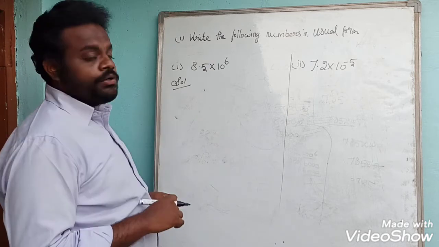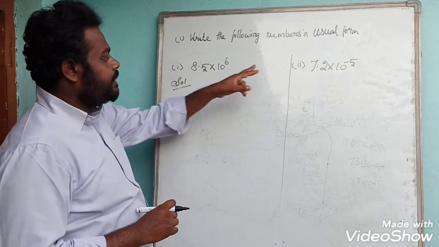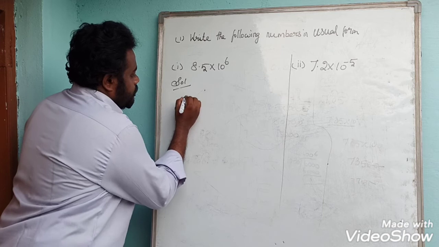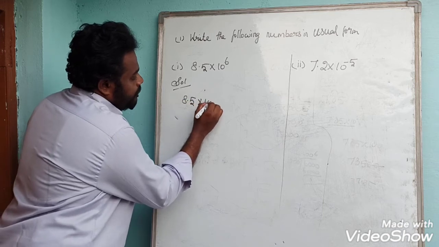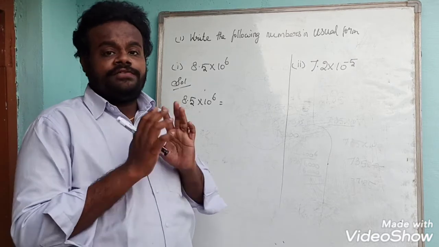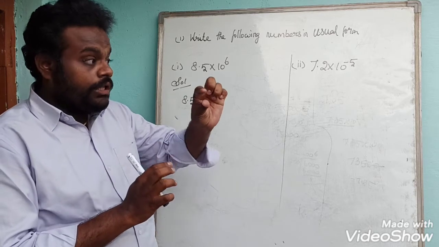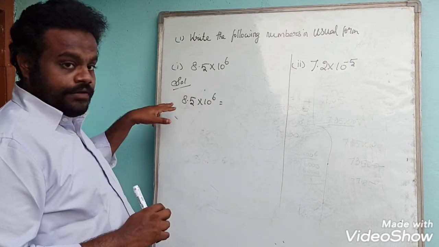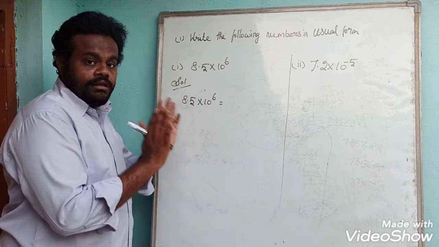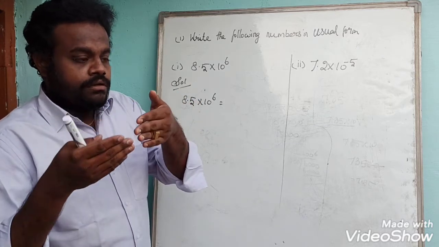Now we see, write the following numbers in usual form. In the previous example, we converted the normal usual number to scientific notation. Now they are given in scientific notation, and we change into usual form. So 8.5 into 10 to the power 6. To change to scientific notation, we have to move the decimal to the left, and we take the positive exponents. From usual form to scientific notation, we move left side.